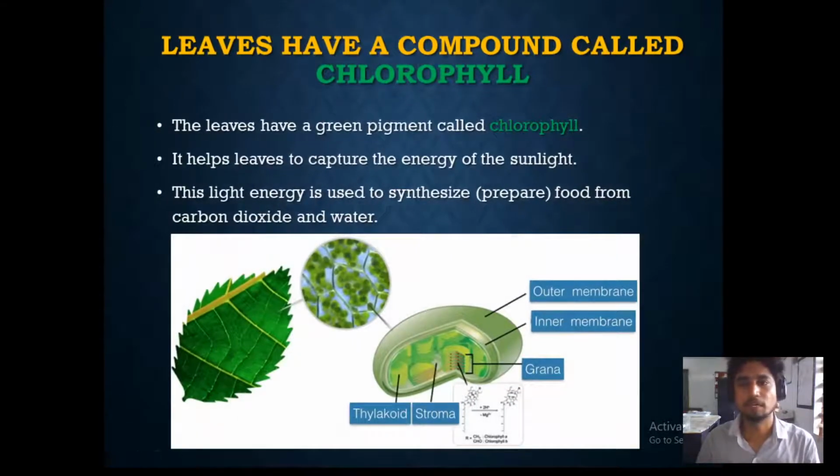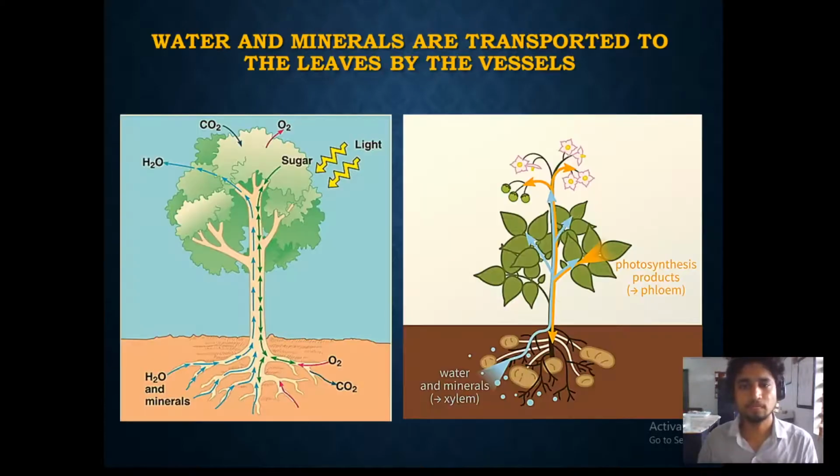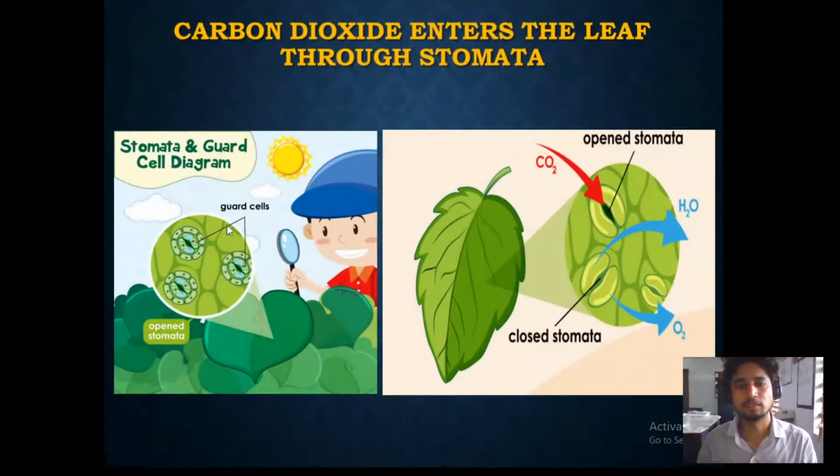And leaves have the compound. So far we have discussed the raw materials. We have talked about carbon dioxide, and we talked about water and minerals. They also need sunlight. Now we can see that the water molecule is reaching the leaf, and even the carbon dioxide has reached into the leaf.